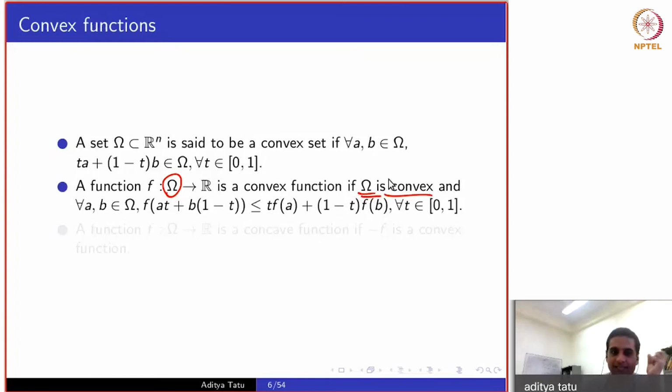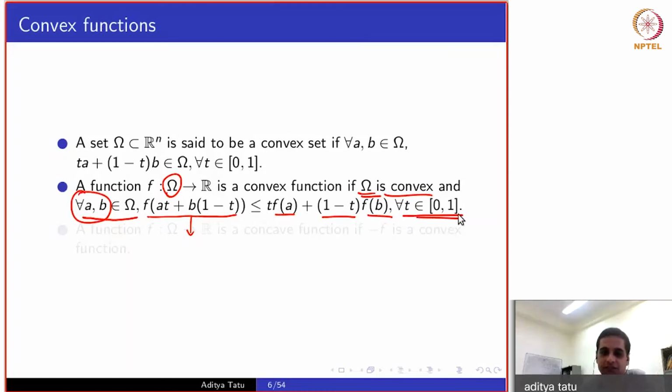But if omega is convex, then for any 2 elements in this domain, what does the left hand side here represent? The argument in the function is a point on the line segment joining A and B. And the value of the function at this intermediate point must be less than or equal to t times the value of the function at the end point A plus 1 minus t times the value of the function at the point B. And this must be true for all pairs of points A and B that you can pick in omega, and for all points lying on the line segment. Only in that case is the function f said to be convex.